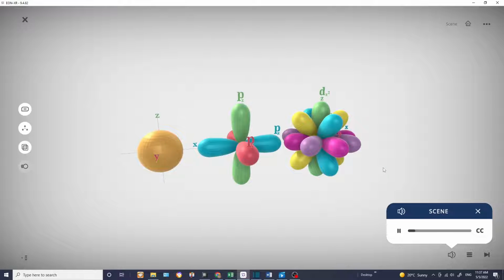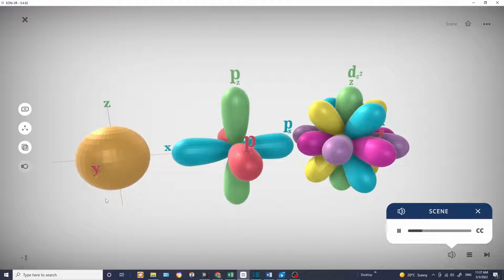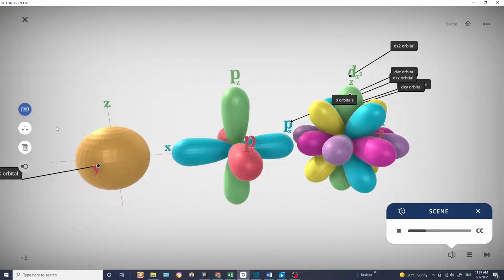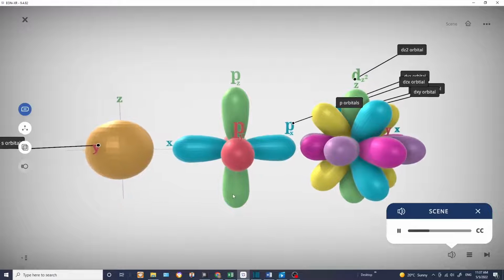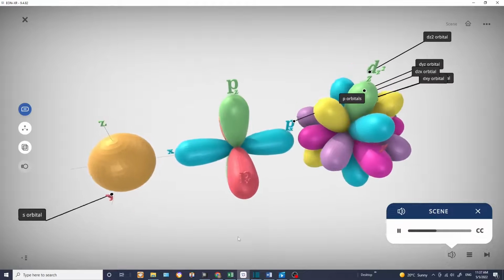Here we are looking at the s, p and d orbitals. On the left hand side, the yellowish one is your s orbital. In the middle we have our 3 p orbitals, and on the far right we have 5 d orbitals.